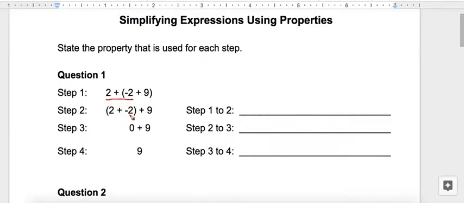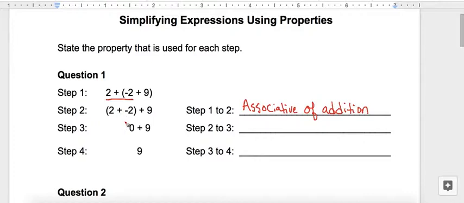this 2 plus -2 is now grouped in step 2. So the parentheses move, so that's called associative of addition. So associative of addition.